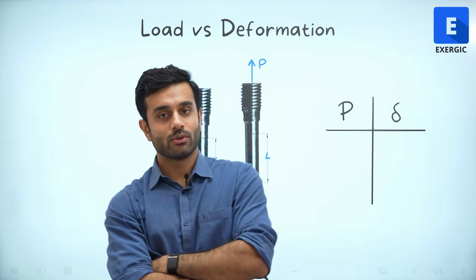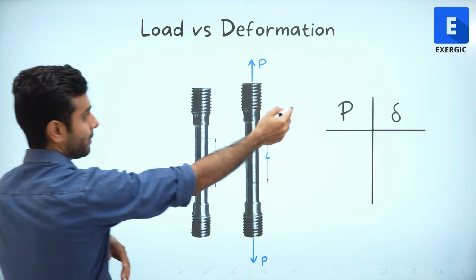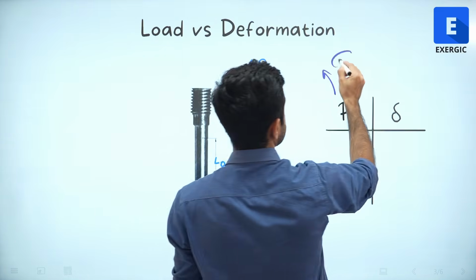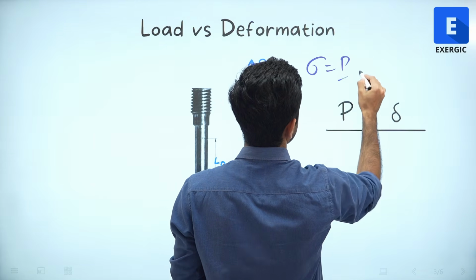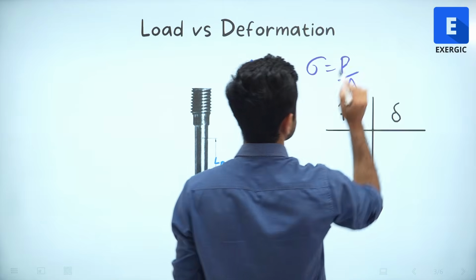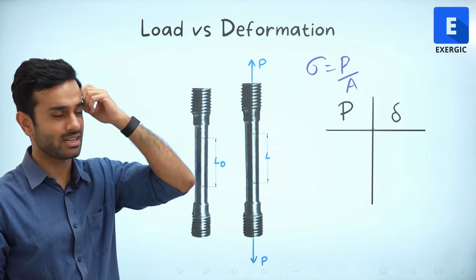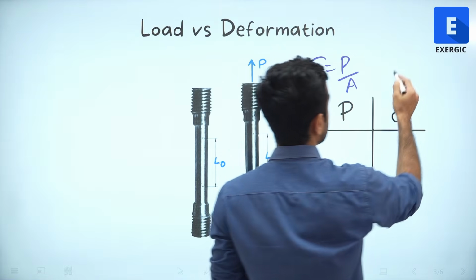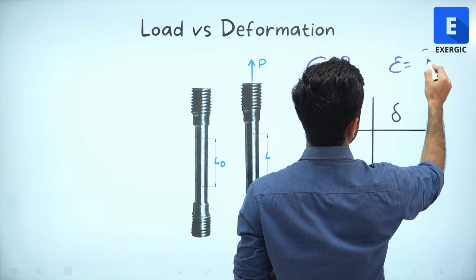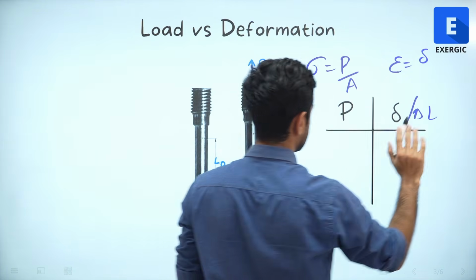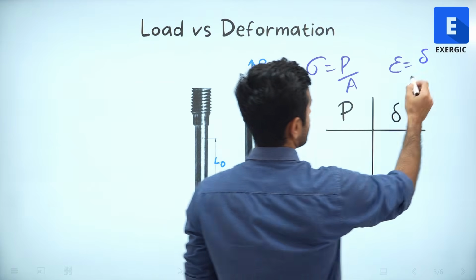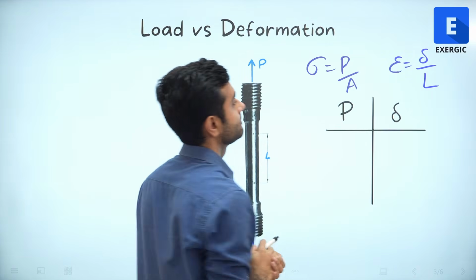If you want to find out the value of stress from P, what are you going to do? You will divide that with the area, right? Similarly, if you want to find out the value of strain from del, remember this del is the same as delta L. Both of the notations are the same. So you will divide that with the length.